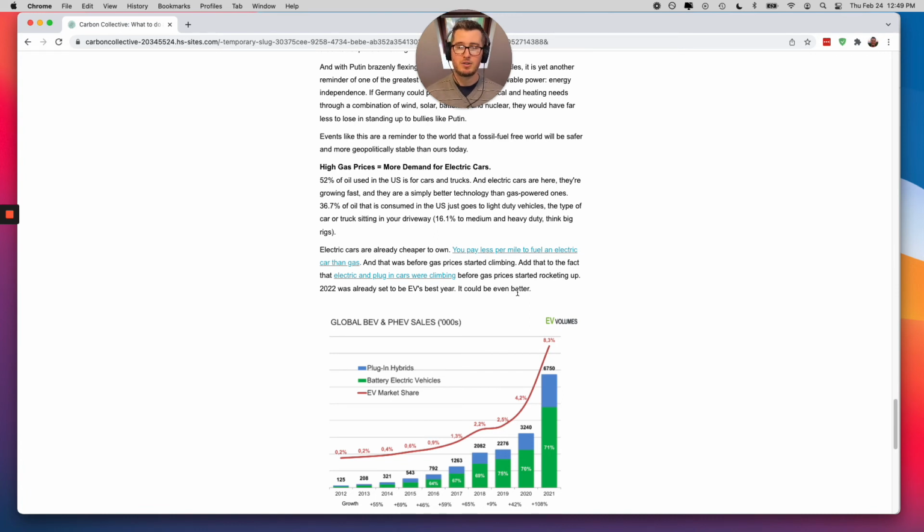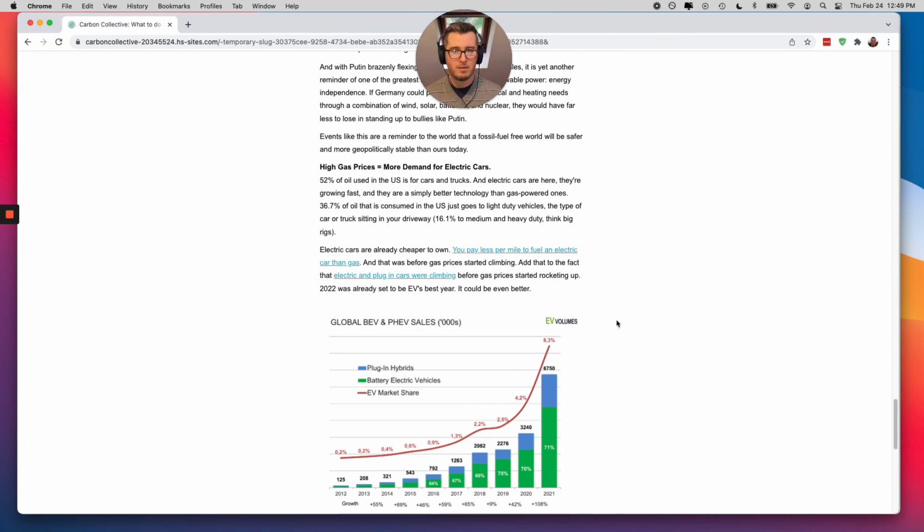This is definitely an industry that, if you're looking to invest in growth, is probably a good one to be in. And especially the fact that 52% of the oil used in the U.S. goes into cars and trucks. Electric cars are just better. They're a better technology, and they are replacing them. 36.7% of that oil is just light-duty vehicles, which is like your and my passenger cars. That's a lot of oil demand that's going to go away in this transition.